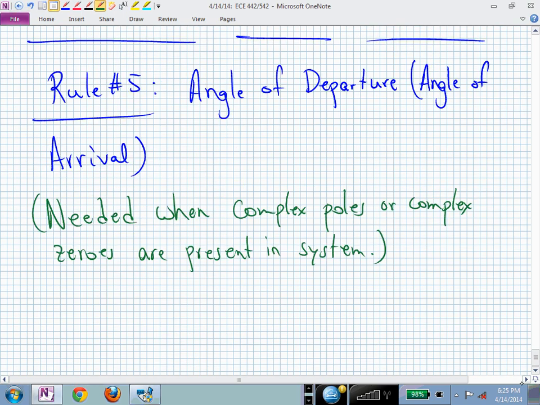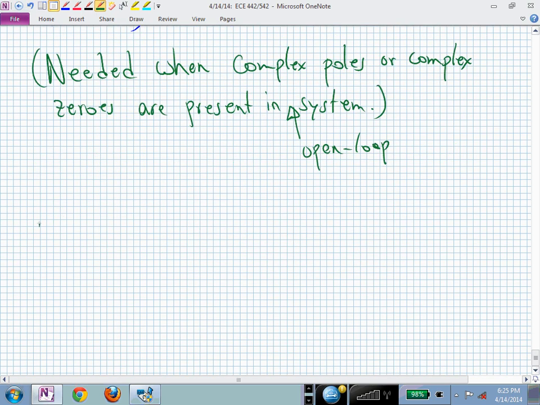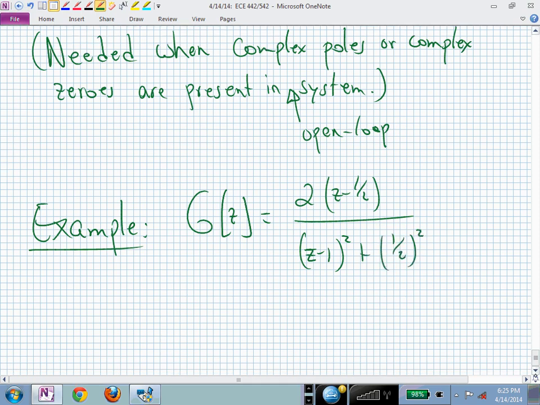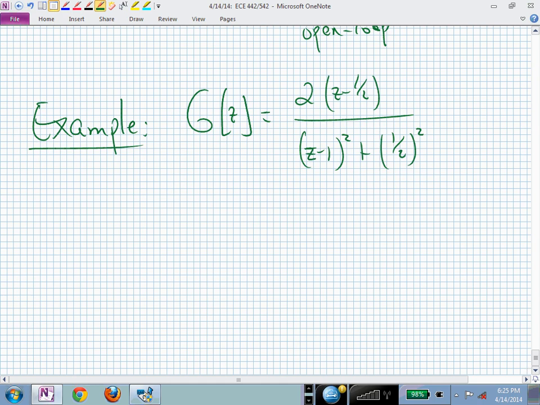And when I say in the system, I'm meaning the open loop system, which is the original plant or the controller. Let's just look at an example. G of z, let's say, is 2 z minus 1/2 over z minus 1 squared plus 1/2 squared. Now I want to sketch the root locus for that.